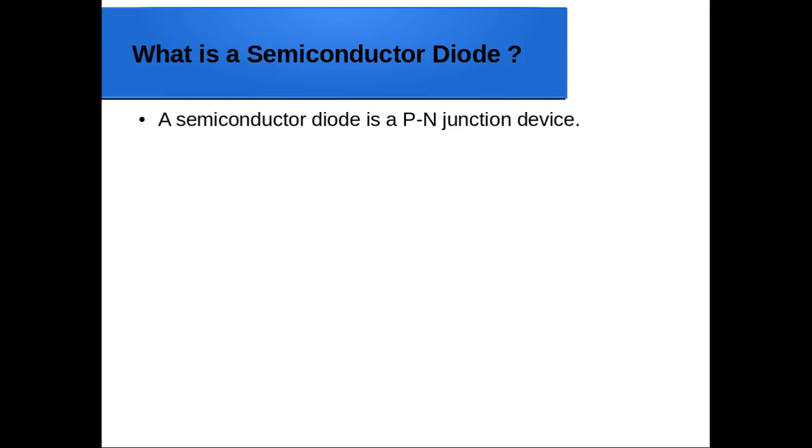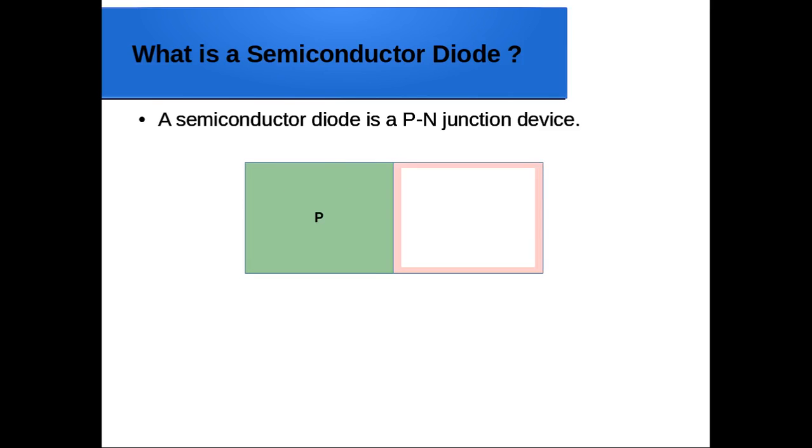So what is a semiconductor diode? A semiconductor diode is a PN junction device. If you fuse a p-type material which is rich with holes with an n-type material which is rich with electrons, a junction formation occurs, and this gives rise to a PN junction diode. If you take a lead out of the p-type of the diode, it is called the anode of the diode, and if you take a lead out of the n-type, it is known as the cathode of the diode.